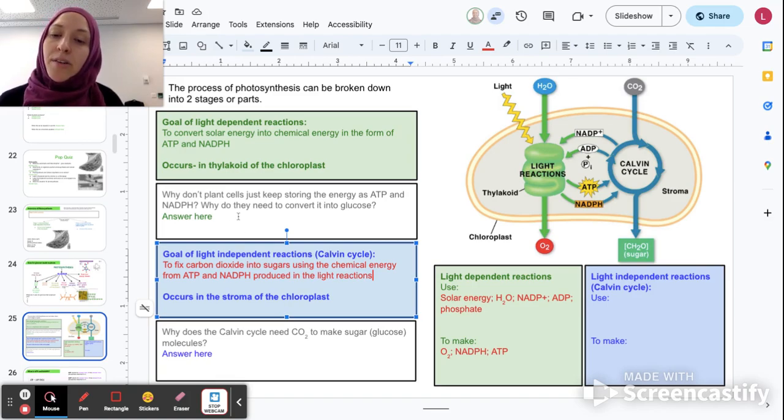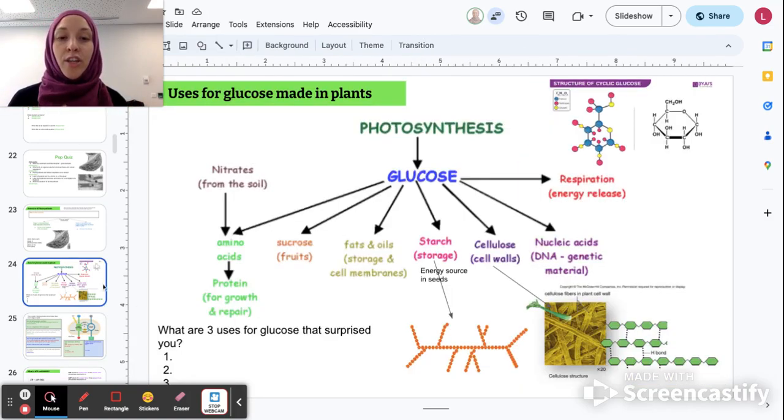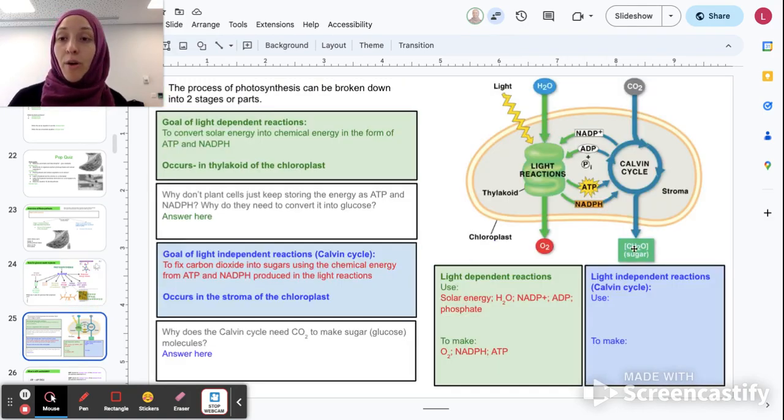And why don't plant cells just keep storing the energy as ATP and NADPH? Why do they need to convert it into glucose? Well, glucose has so many uses for the cell, which we talked about. They can turn the glucose into cellulose to build cell walls. They can turn the glucose into starch for energy storage. And actually, from that glucose molecule, instead of just getting two ATP or a few ATP, it can break that sugar molecule down in cellular respiration and get 38 ATP. Okay. All right, so let's go over.